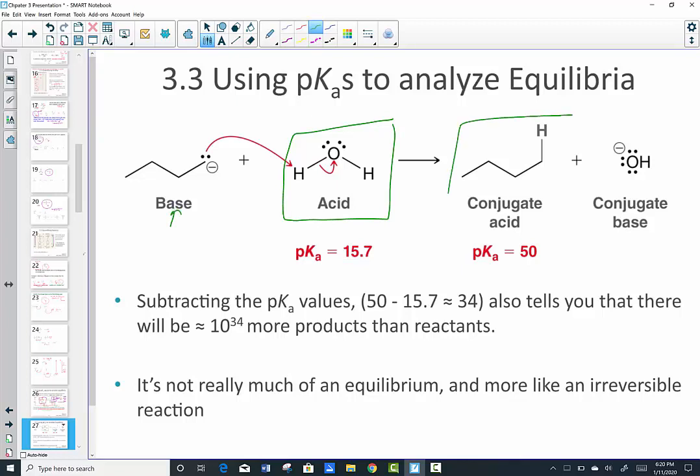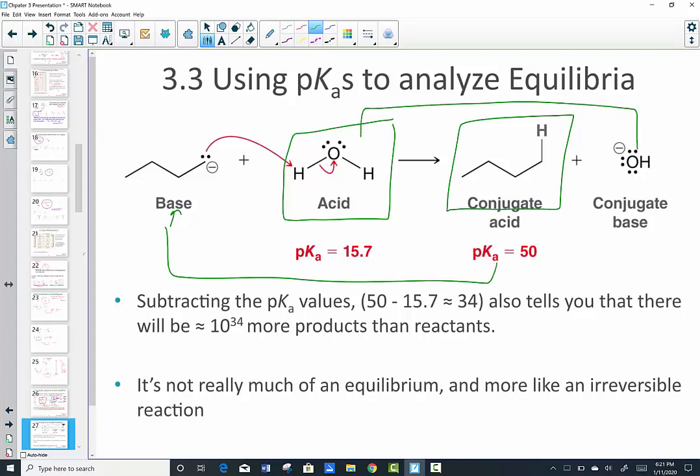And if you subtract that, you get about 34. Well, that's 1 with 34 zeros after it. That's a really big number. So that really means that there's not much success at all in heading back to the left side of the equilibrium. Not much of an equilibrium. It's more like an irreversible reaction because the magnitude of the different pKa values is so significantly large.